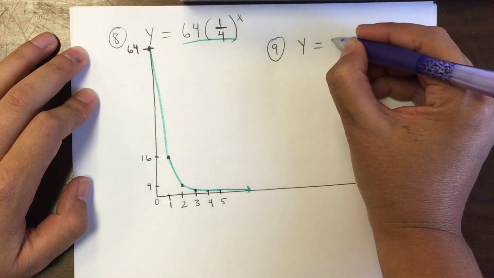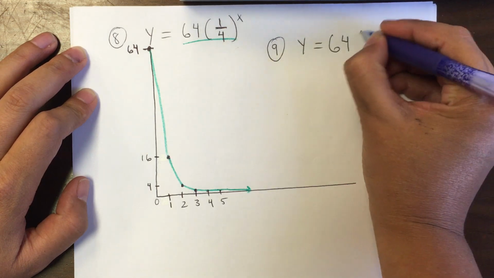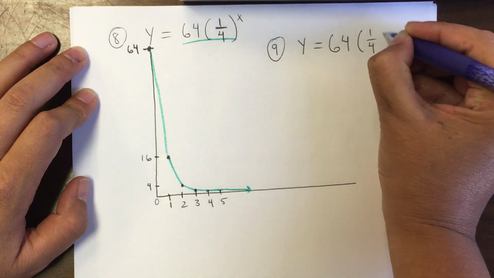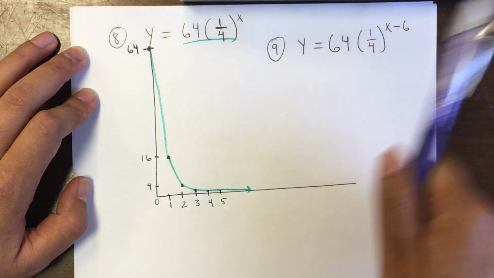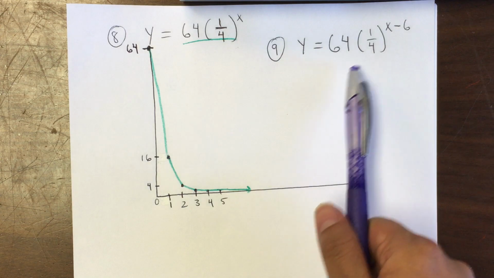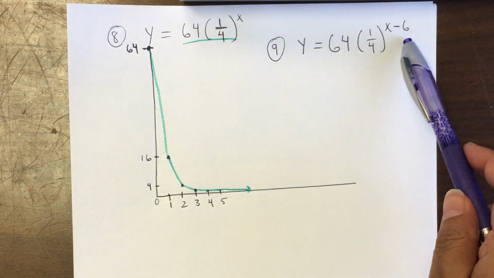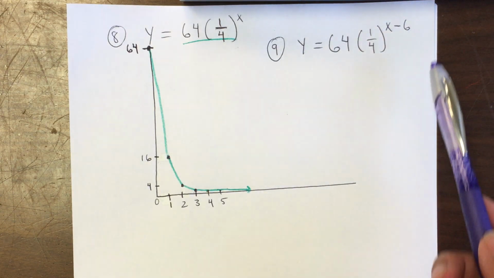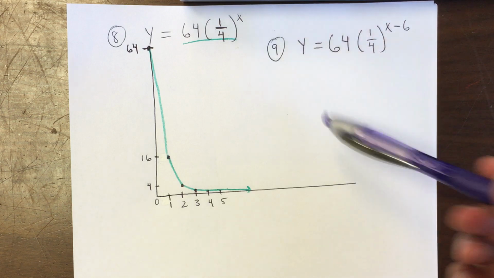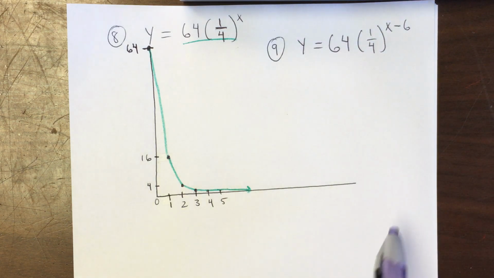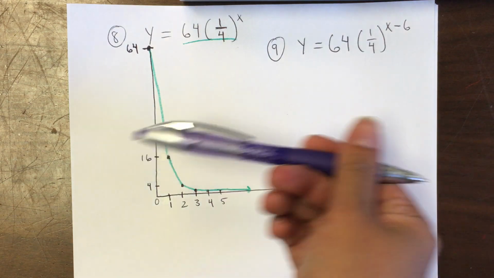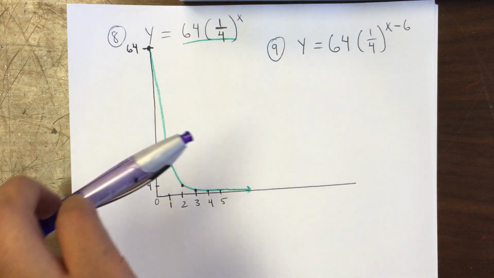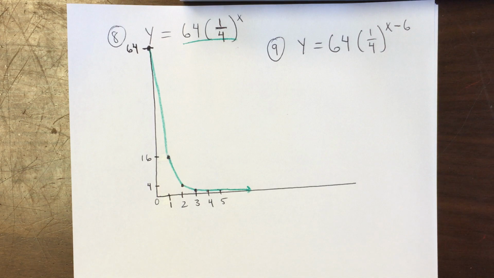What if I have 64 times 1/4 to the x minus 6? So this again will be similar to when you add or subtract on the exponent, you go left or right. In this case, you're subtracting, you don't go to the left, you go to the right. Remember, that is the opposite.